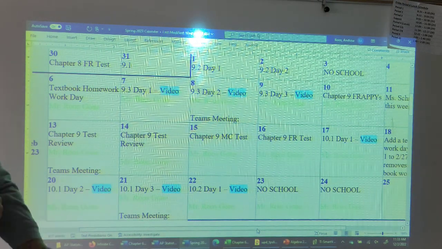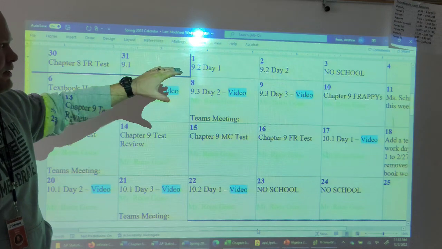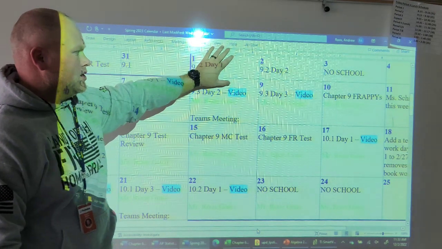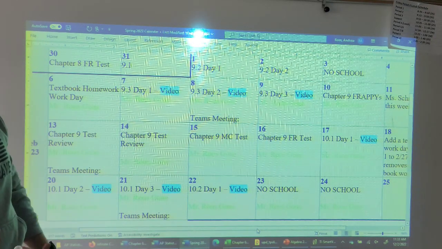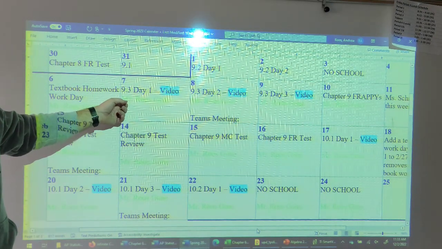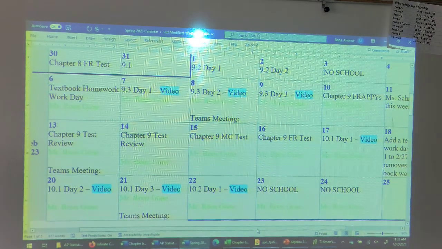If all went to plan the previous week, we should have covered an intro to hypothesis tests with proportions. So 9.3 is going to be hypothesis tests with means. Today should be Tuesday, February 7th, starting 9.3 day 1.